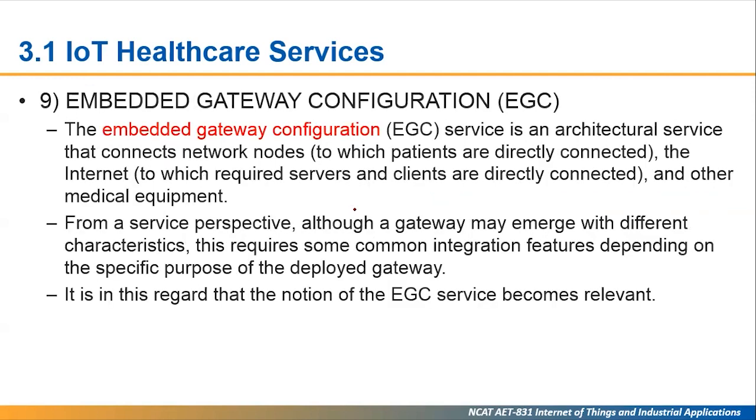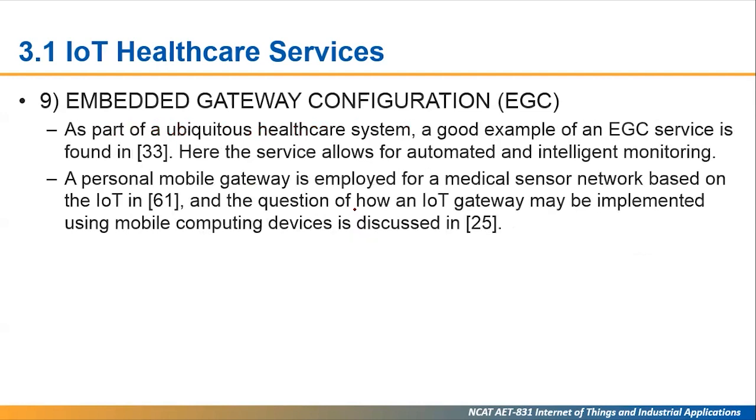The next service is Embedded Gateway Configuration, the EGC. It is an architectural service that connects network nodes, the internet, and other medical equipment. From a service perspective, although a gateway may emerge with different characteristics, this requires some common integration features depending on the specific purpose of the deployed gateway. It is in this regard that the notion of the EGC service becomes relevant.